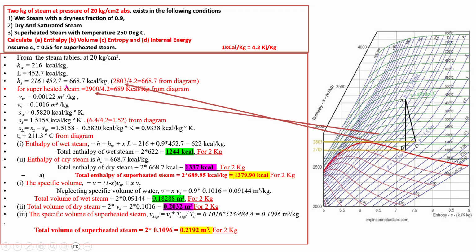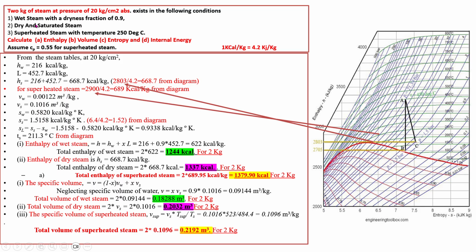Now we'll describe this thing with an example. This is a good example where 2 kg of steam at a pressure of 20 kg per centimeter square absolute exists in the following conditions. One is wet steam. Wet steam means you have to specify the dryness fraction 0.9. Dry steam, very dry saturated steam, there is no need of any specification, only pressure is sufficient. Then for superheated steam, you have to specify the pressure as well as the temperature.